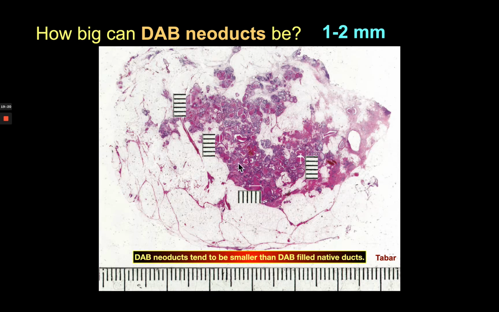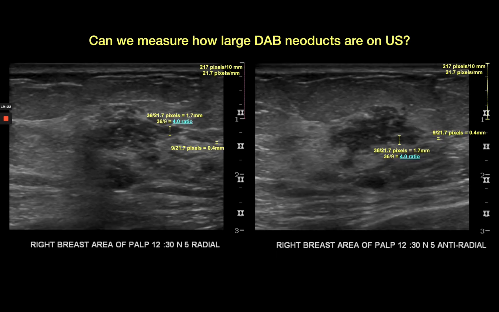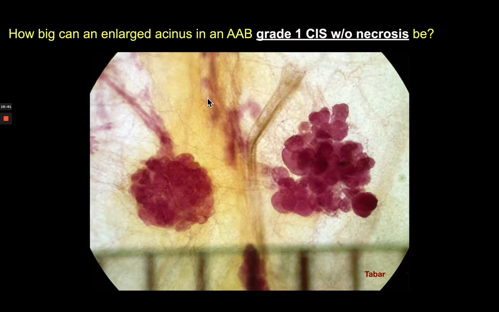Again, notice how heterogeneous they are. They're polymorphic. They're not normal. And when we look at that, we can see that the largest duct that I can find here is 36 pixels compared to 21.7 pixels for a normal duct. So the ratio here is about 4 to 1 instead of 6 or 8 to 1. So neoducts tend not to be as large as native ducts.